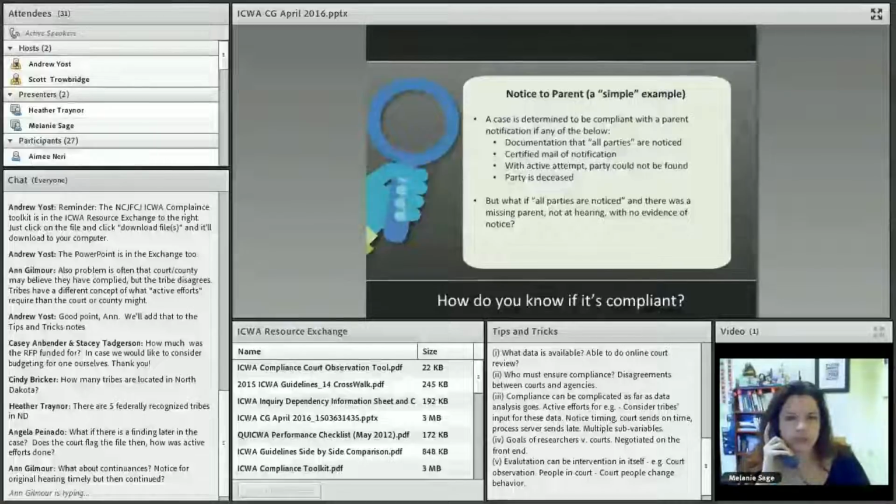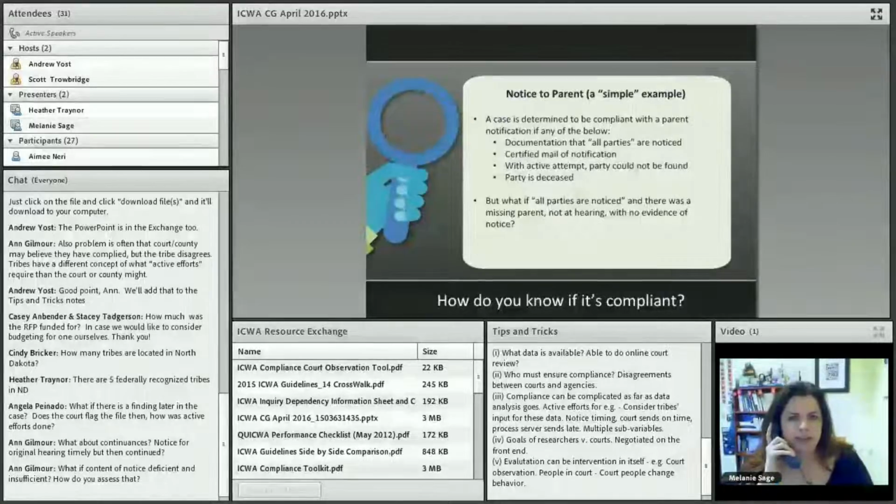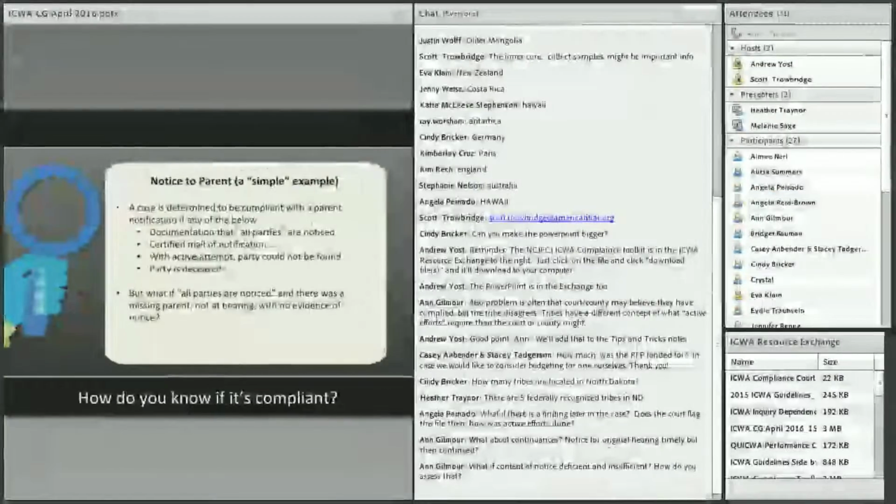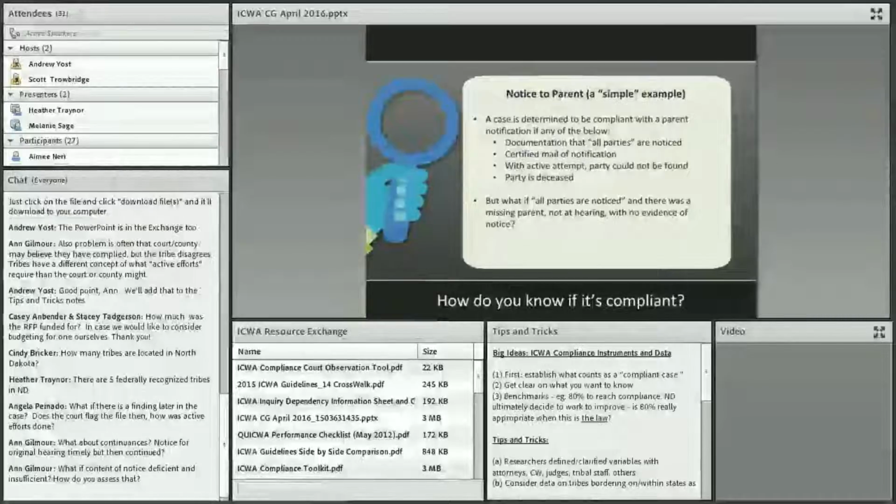So here's what we said. We said a notice to parents where the court is compliant if there's documentation that all parties are noticed, that there's certified mail of notification, if with an active attempt the party cannot be found, or if the party is deceased. But sometimes we had cases where all parties were noticed and there was a missing parent or somebody who was not at the hearing who wouldn't have gotten that notice, just if the judge on the bench was saying everybody here is noticed, or there's no clear evidence of notice. And so we ended up breaking notice to parent into separate variables, one that says that there's a finding that all parties were noticed, and another that there's a certified receipt that meets the timeline, with an option of yes, there's certified mail or registered mail that doesn't meet the timeline. And then, again, we kept those qualitative comments if there are some weird things happening that we thought we needed to develop a theme around.